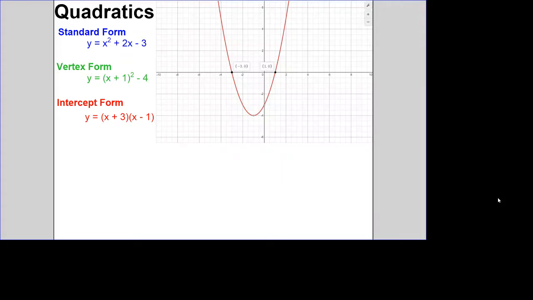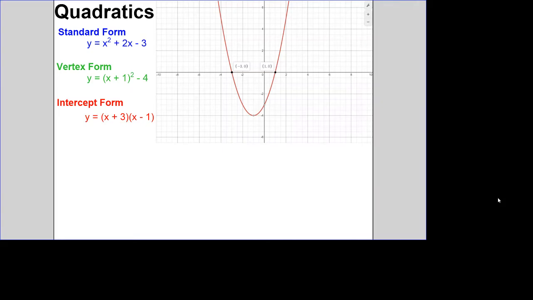So a little bit of review. Remember we have 3 different forms for quadratics. We have standard form, which is, like the name says, the standard way of writing it. This is what we're going to see the most. We've already learned how to use a t-chart to graph these. And yesterday we talked about how we can factor to solve these.